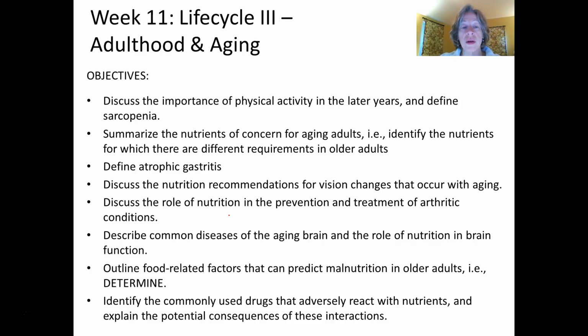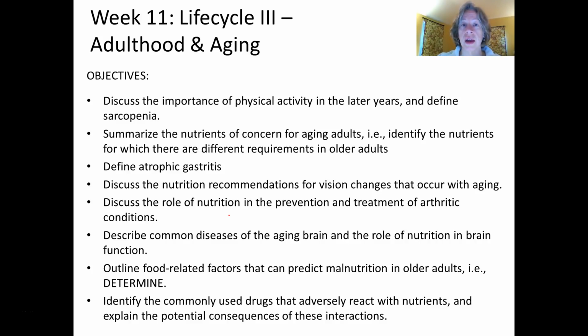For prevention and treatment of arthritic conditions, well, primarily osteoarthritis, it's to lose weight. Common diseases of the aging brain, Alzheimer's, but also just aging brains need to make sure that they get enough B vitamins because B vitamins do affect cognition. I'm not going to ask you about the food-related factors that predict malnutrition.